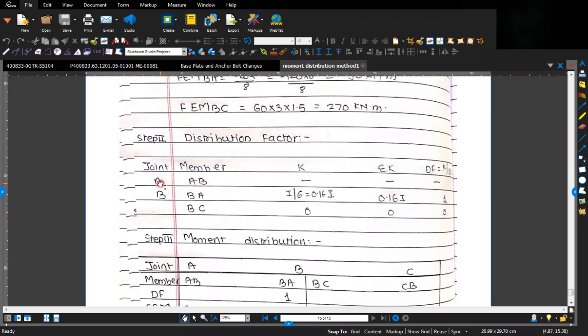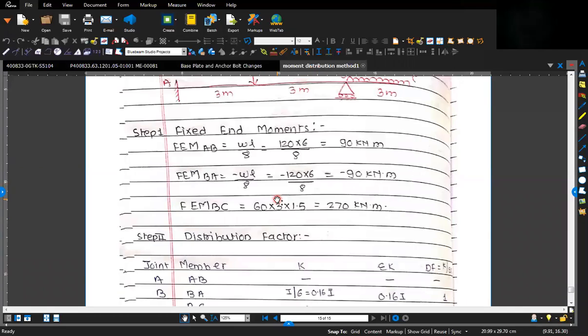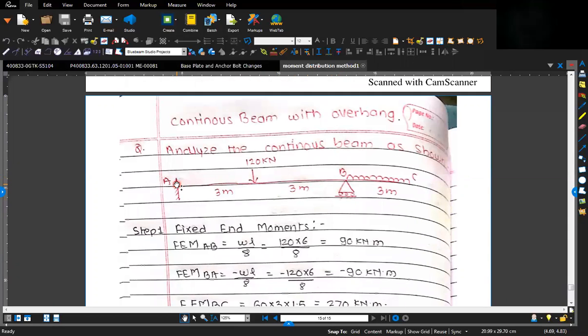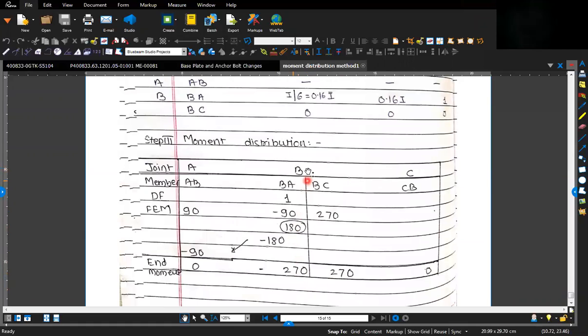That's why the joints are A and B. Members emerging from joint A are only AB, and from joint B there are two members, BA and BC. Because the far end is fixed, we consider it here as dash. And for BA, the far end is fixed, so we'll consider here I by 6.